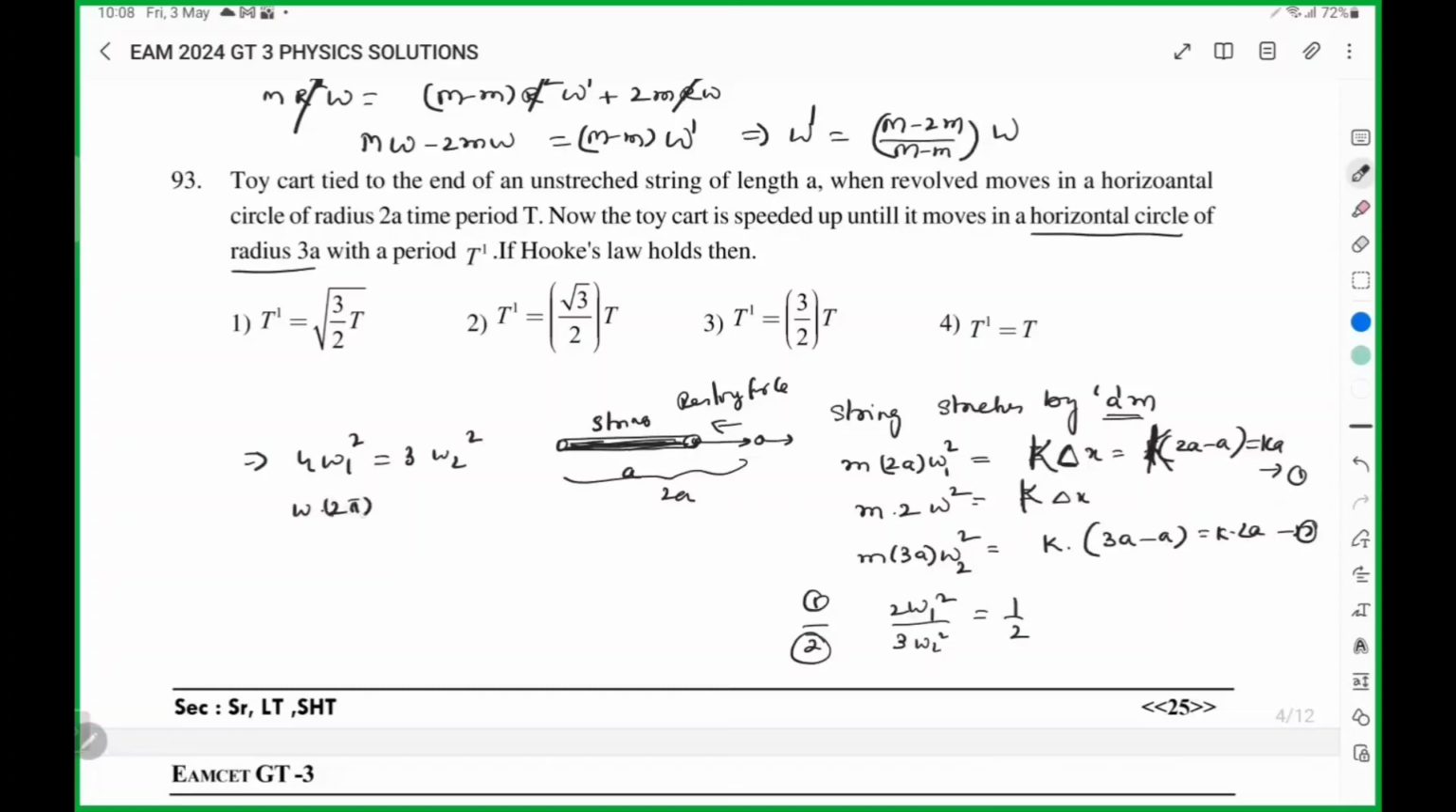Omega is 2 pi by T, so 2 pi whole square by T1 square. T1 square by T square is 3 by 4, so T1 by T is root 3 by 2. From here, T1 is root 3 T by 2.